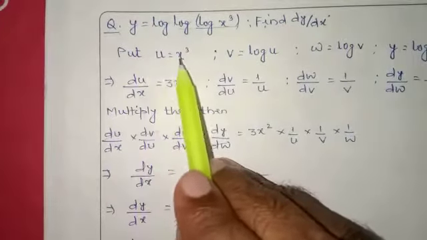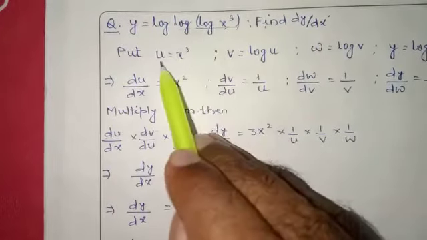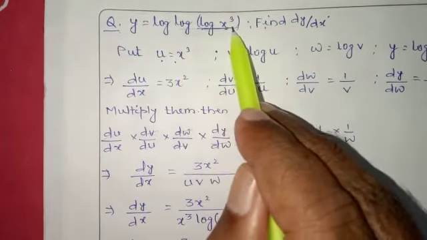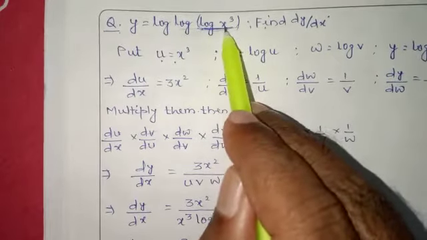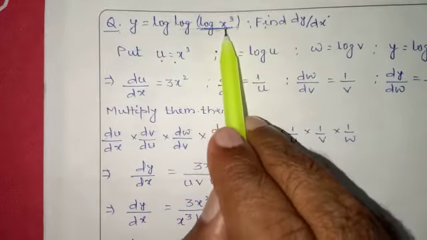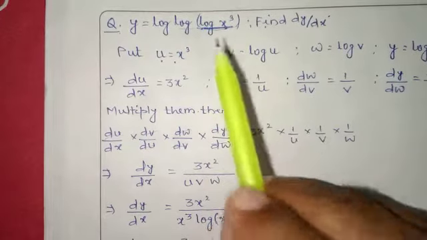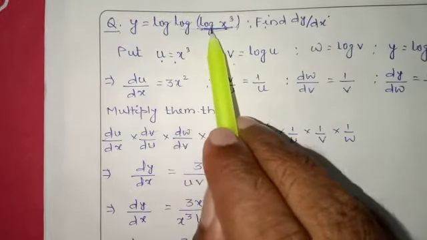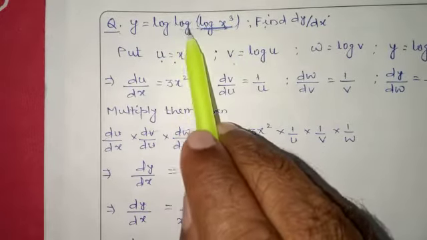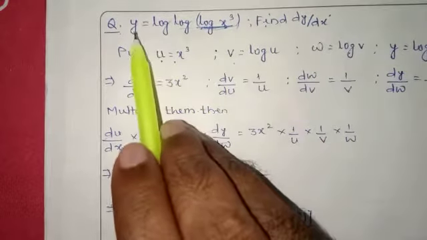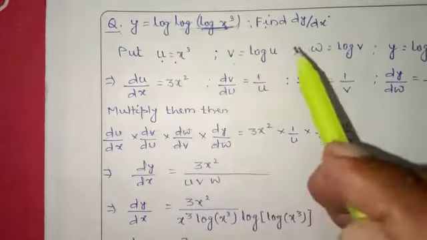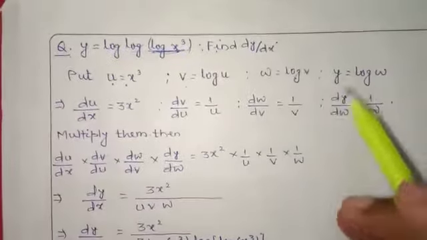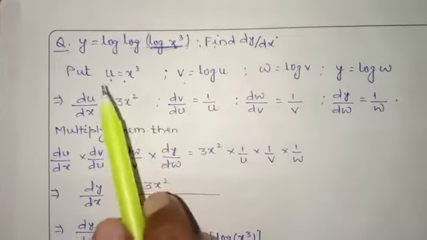See, substitution. First put u is equal to x cube, then this term log x cube becomes log u. So apply again, log u is equal to v. Then how much is left? Log v. So now again put log v is equal to w. Then y reduces to log w. Now differentiate each of them.